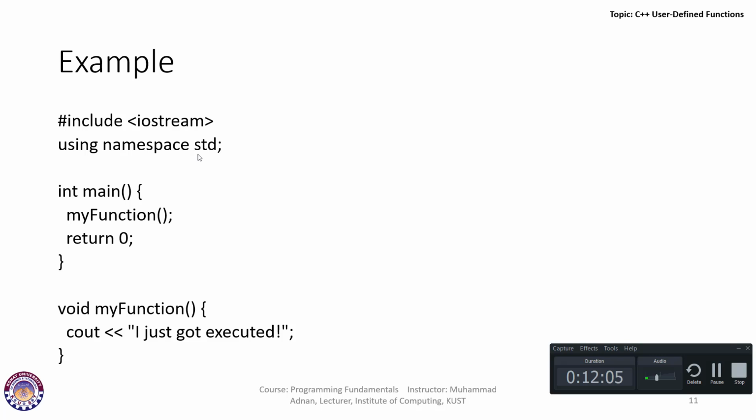So here is a complete example. We have include iostream header file, using namespace standard namespace, and then inside the main function we simply call my function, which the compiler does not know about because before the main function we haven't declared it, so it will produce an error. So my function will not be executed. You have to first tell the compiler what my function is. So you have to declare it before the main function.